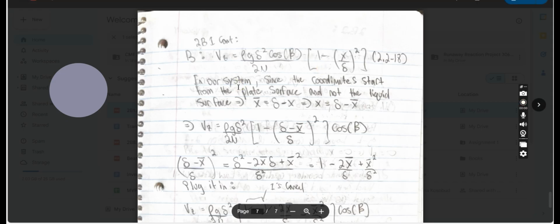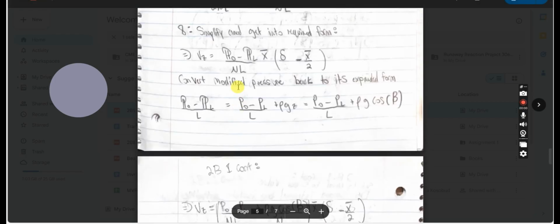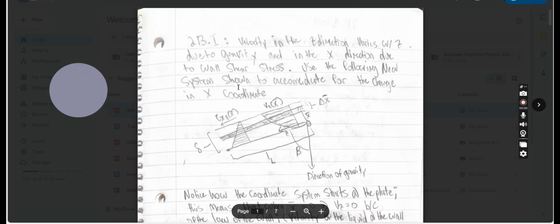In our system, since the coordinates start from the plate surface and not the liquid surface, x bar, the coordinate of the new coordinate system that was just for this problem, equals sigma minus x. So going back up to the drawing, sigma is the length of the liquid, like the height of the liquid. If x is from up here to down here, x bar is sigma minus x. So this whole thing is sigma, and then x is this. As x is increasing, x bar is decreasing. Yeah, that makes sense.